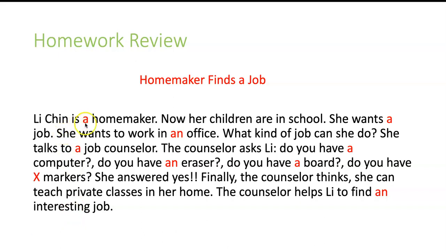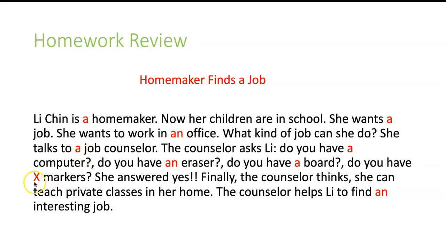Okay, so look at this. Here you have "a" because you have a consonant. Here you have "a" because the next word is a consonant. You have "an" because the next word starts with a vowel. You have "a" because the next word starts with a consonant.